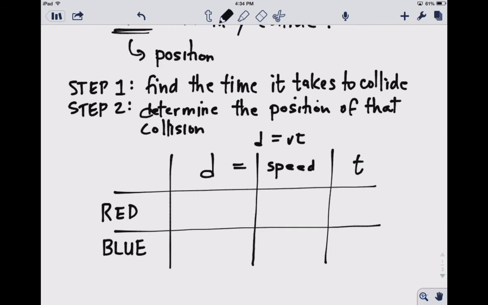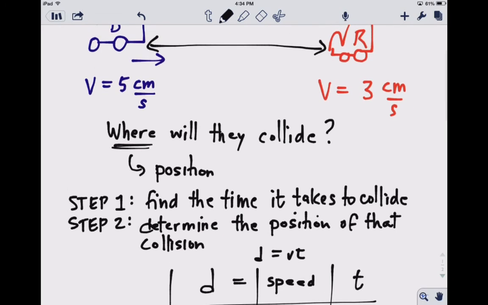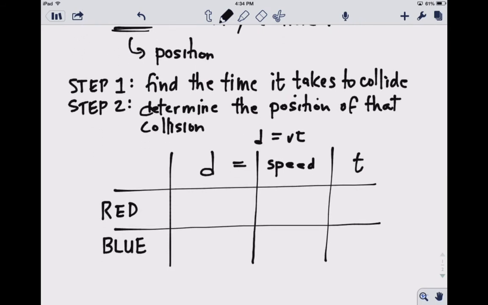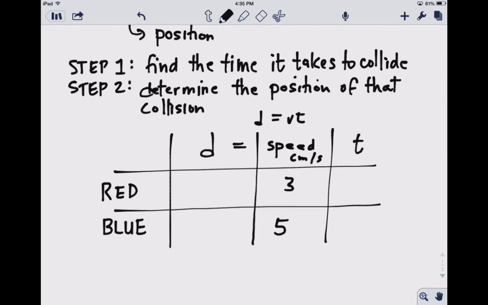Now, you were given some information in the problem at the outset. You were told the speed of each object. You were told the blue car and the red car each travel at 5 and 3 centimeters per second respectively. So blue speed is 5, and I'm going to put the units right here, centimeters per second, and red was 3. As I write down my steps, the speed was given.